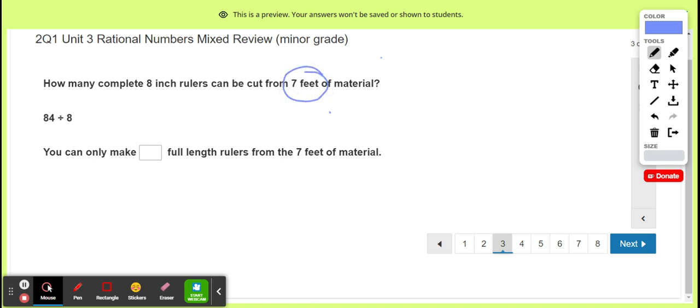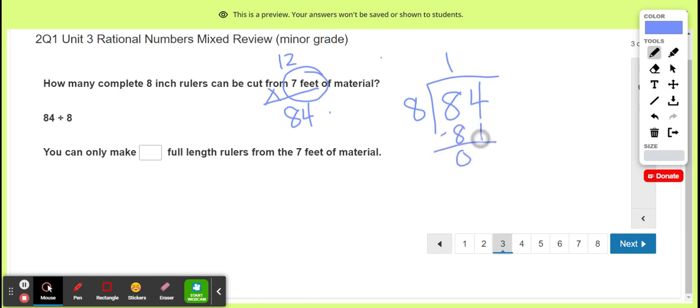All right, 12 feet of material, there's 12 inches in a foot. So we multiply it, we're going to get 84 total inches. So 84 total inches divided by 8. 8 goes in there 1 time. We're left with 0. Bring the 4 down.